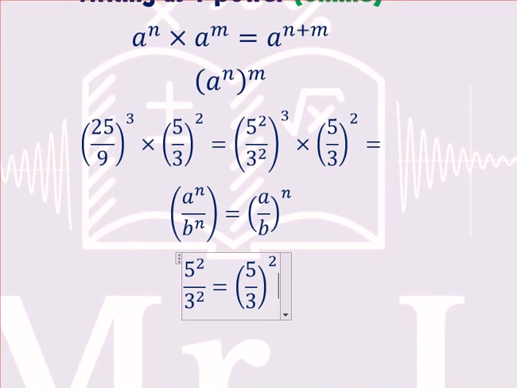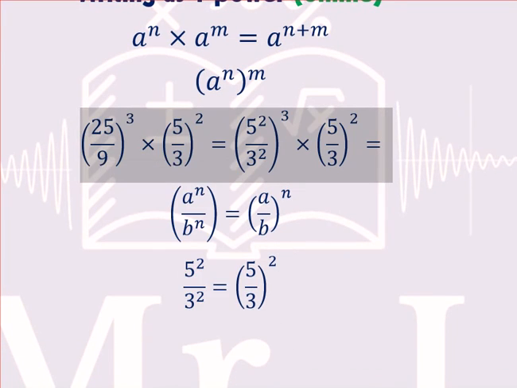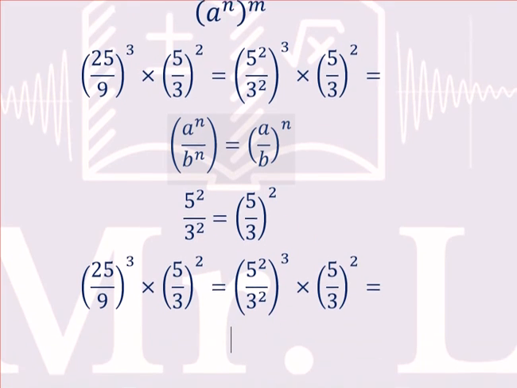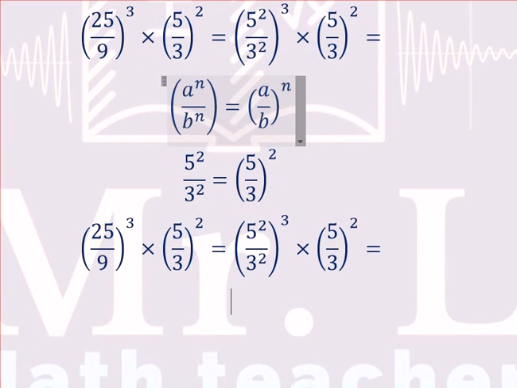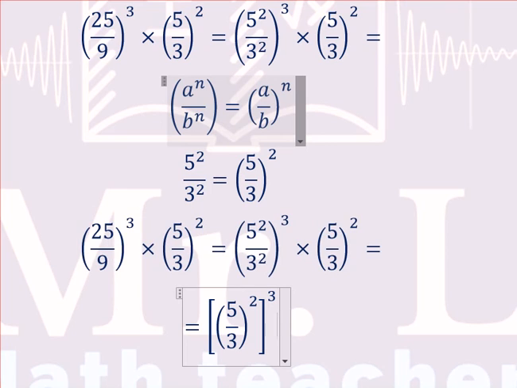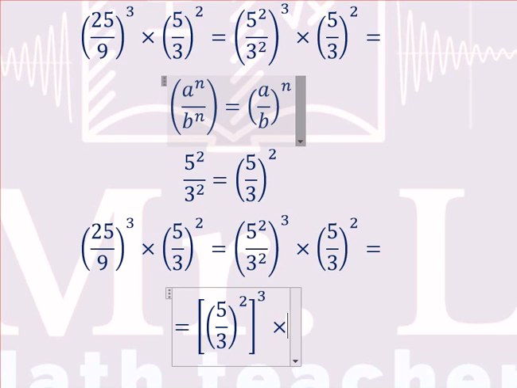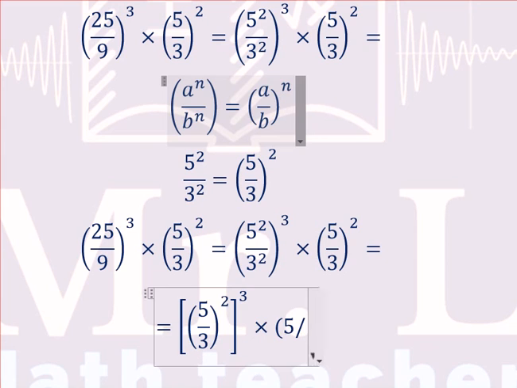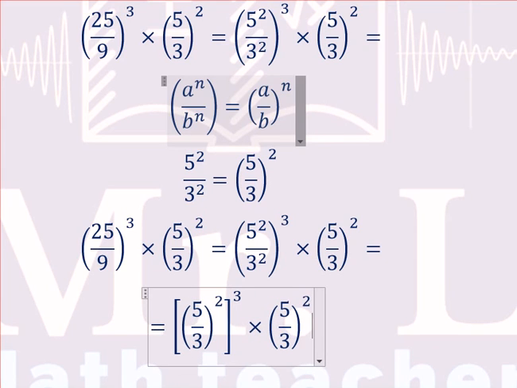Then, if I go back here, I can say that this will be equal to 5 over 3 all to the power 2, and the whole thing with the original power, which is 3, as you see here, multiplied by 5 over 3 all to the power 2. And as you see here, guys, I didn't change the value, I changed the form. I wrote 5 over 3 under one power.